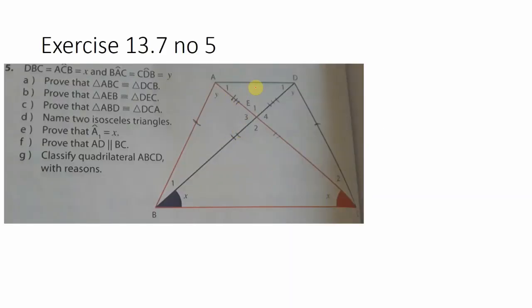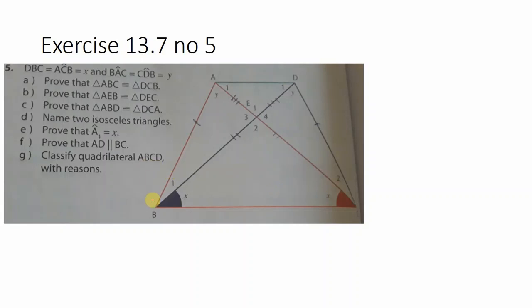We are busy with geometry of two-dimensional shapes, and we are focusing on exercise 13.7. We are going to have a look at number 5. For number 5, angle DBC, in other words, this angle here, is equal to angle ACB. In other words, this angle here, and they are both x, that is given.